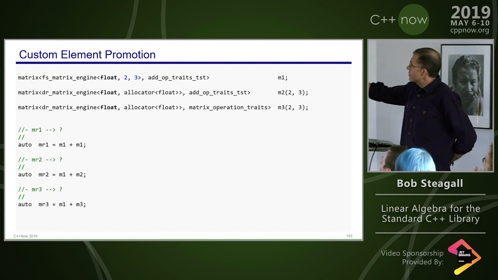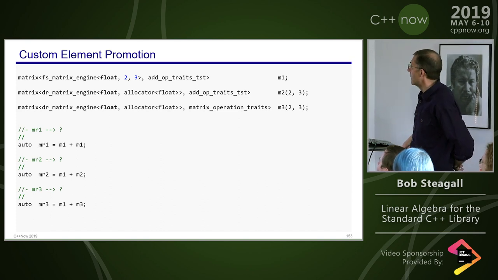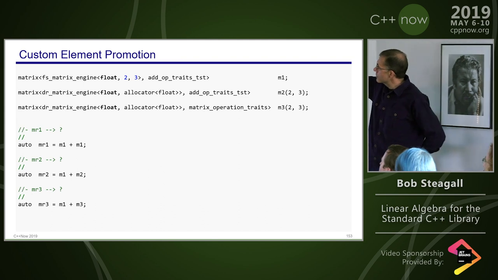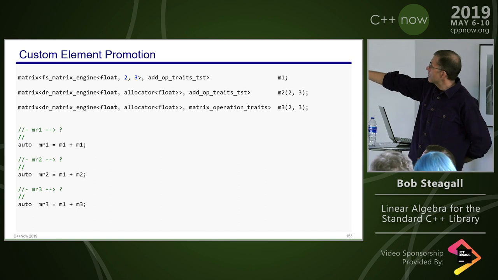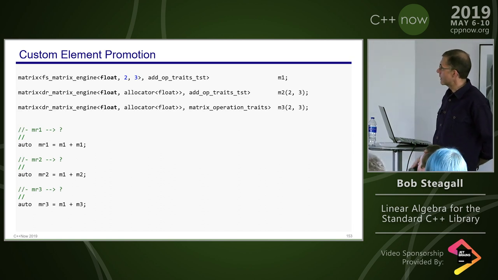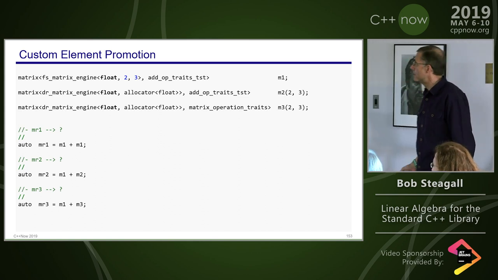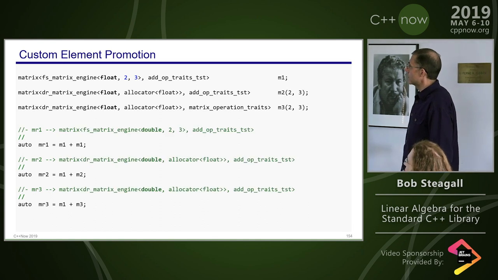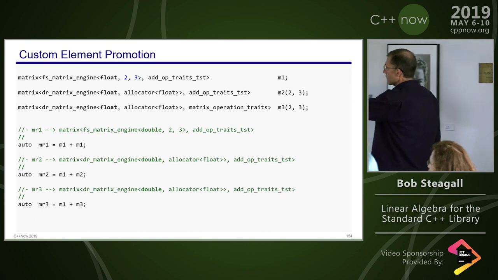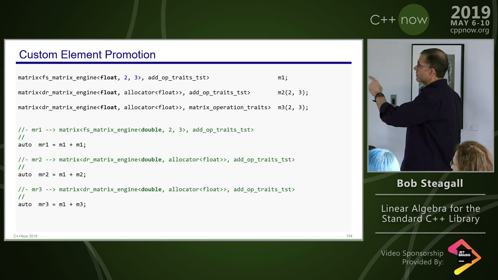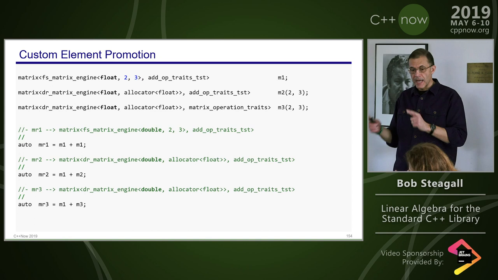So now I'm going to instantiate a fixed size matrix, a dynamically resizable matrix that uses the new custom operation traits, notice the right side template parameter, and a dynamically resizable matrix that uses the default matrix operation traits. And I'm going to do those arithmetic operations. What are the results going to be? What are the result types? Well, they're what you would expect them to be. For MR1, if I'm adding M1 to M1, I expect it to be a fixed size engine, but I expect the element type to be double. Because my element promotion trait says I'm adding two floats, I want a double.